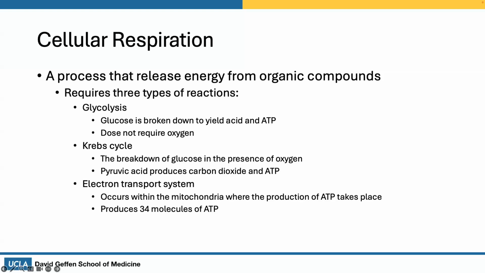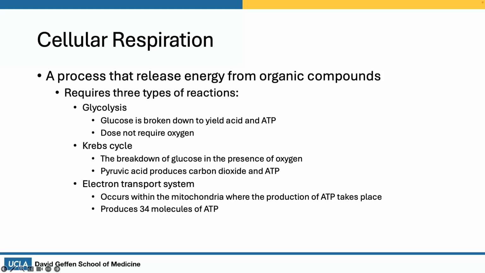Then the next step is the Krebs cycle, where a few more ATP molecules are produced. If oxygen is present, pyruvic acid enters the mitochondria and then goes through this step, the Krebs cycle. More energy is extracted as carbon dioxide is released. And most importantly, this cycle generates high energy electron carriers for the next step, the electron transport chain.